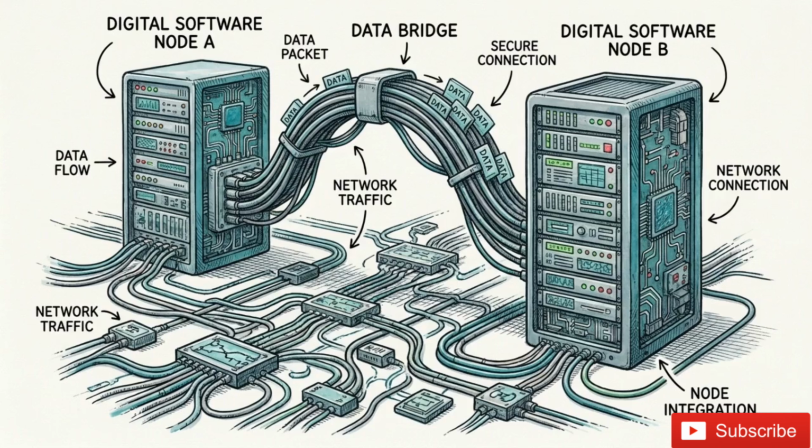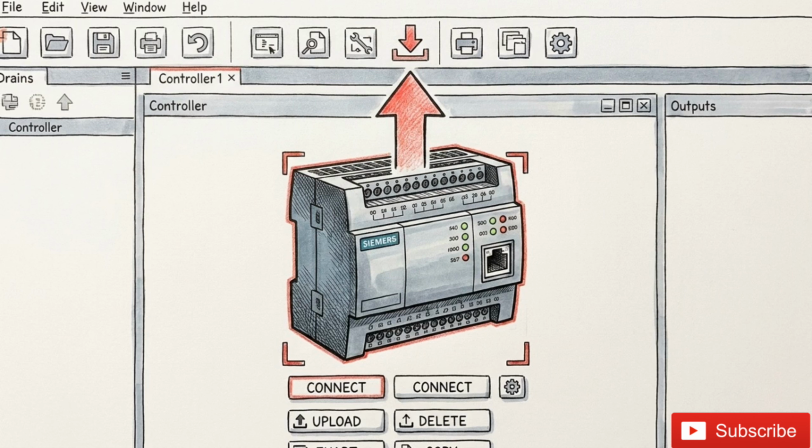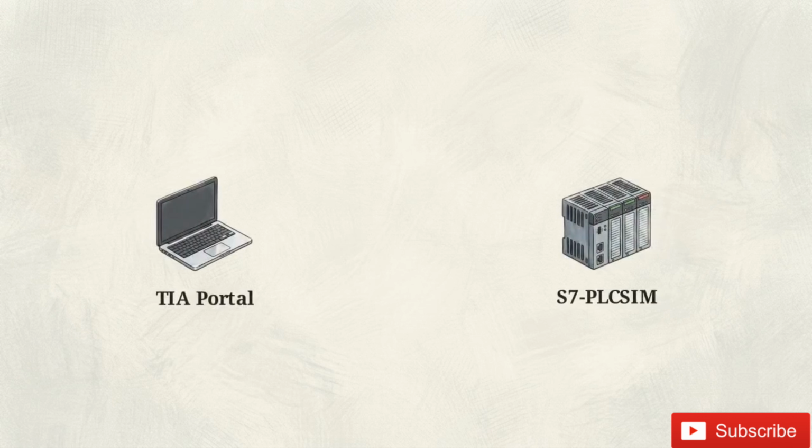Before writing a single line of code, we need to prove that the two programs can talk. First, open your PLCSIM interface separately and power the virtual simulator on. In TIA Portal, click on your CPU, then click the Download button to push your empty hardware configuration into the waiting simulator. Click Load, then Finish. Now click the Go Online button at the top of the screen. This tests the direct communication link between the engineering software and the virtual PLC.